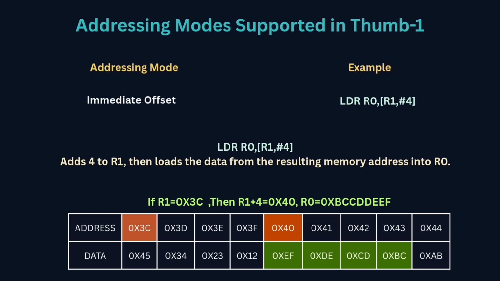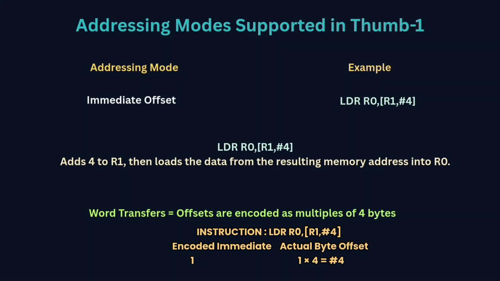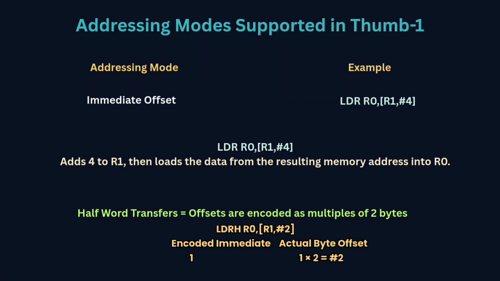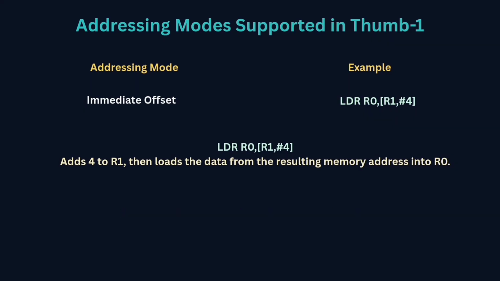One important point is that Thumb-1 encodes immediate offsets differently depending on the instruction. For word transfers, the offset is encoded in multiples of 4 bytes. For half-word transfers, it is encoded in multiples of 2 bytes. For byte transfers, the immediate value is used directly. This is why some offsets assemble successfully while others do not.